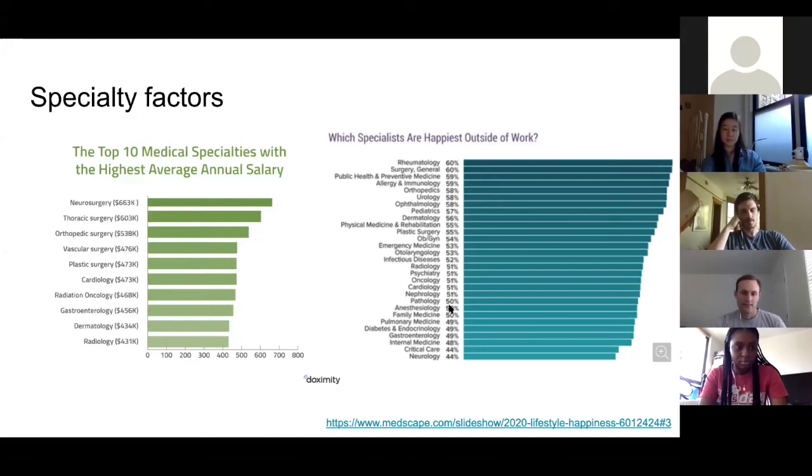So yeah, you can take a look there, and it's a pretty interesting plot, and unfortunately it shows that for the happiest specialty, only 60% of doctors are happy, and the least happy is neurology, with only 44% of doctors happy, which is probably lower than it should be. I think it's a significant issue in the field where doctors are burning out at pretty high rates.